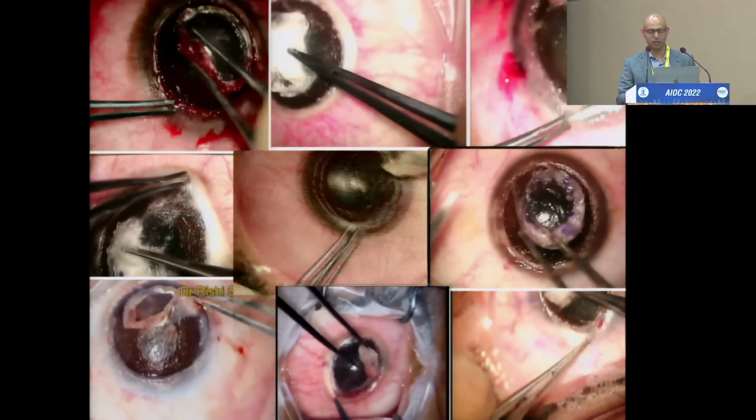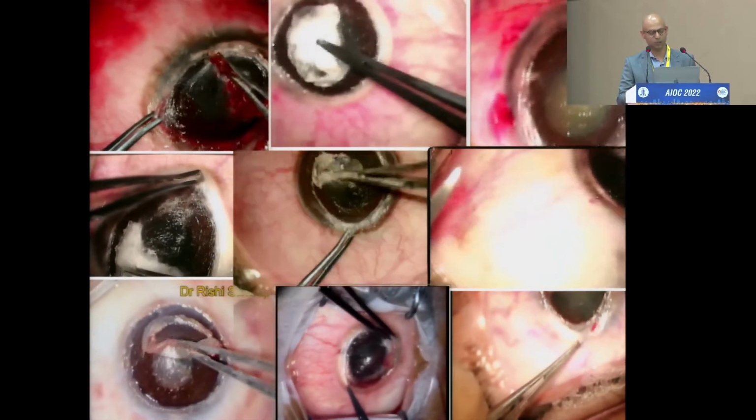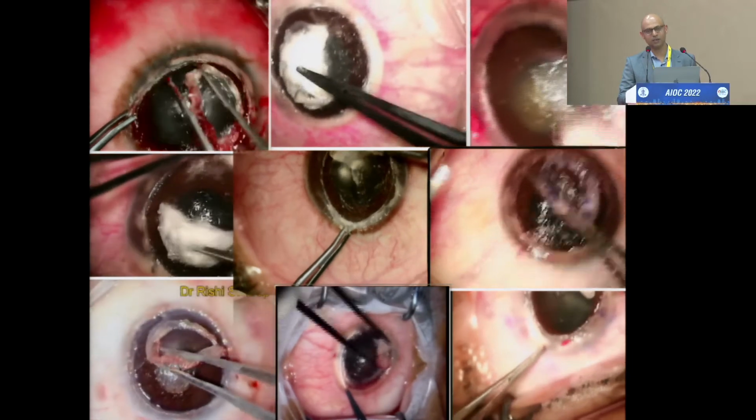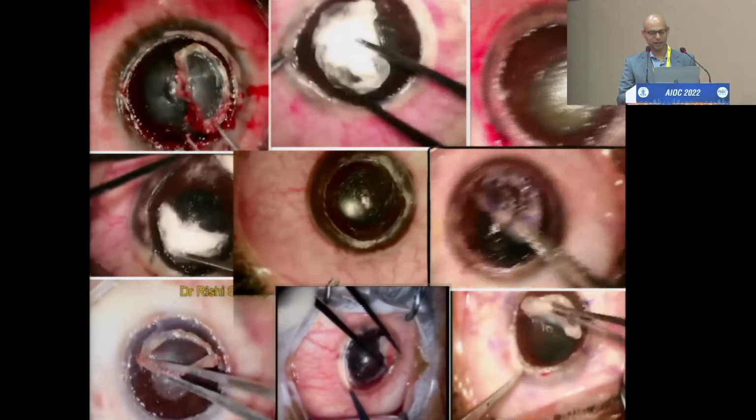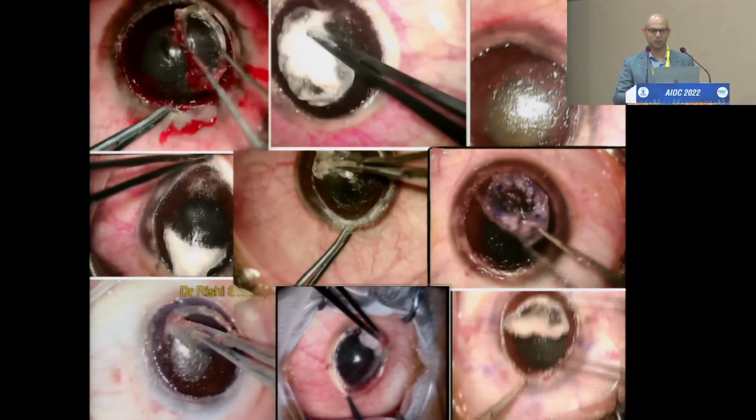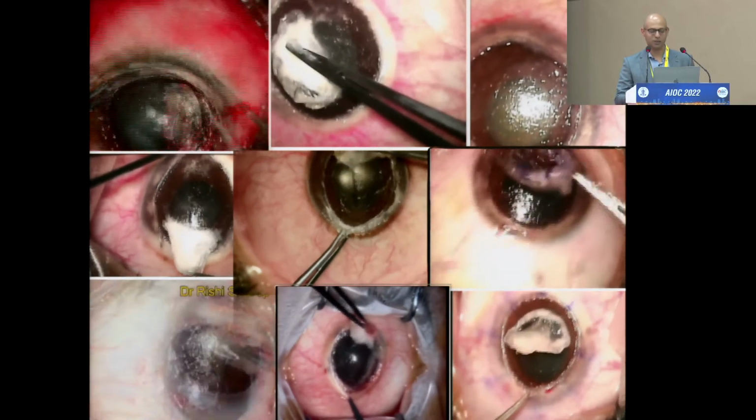Sometimes you don't get a pre-Descemet's layer if you start stripping very early, and that will have a telltale appearance, and you'll have a lot of resistance. So as you keep doing it, you'll realize when you are at the right plane.